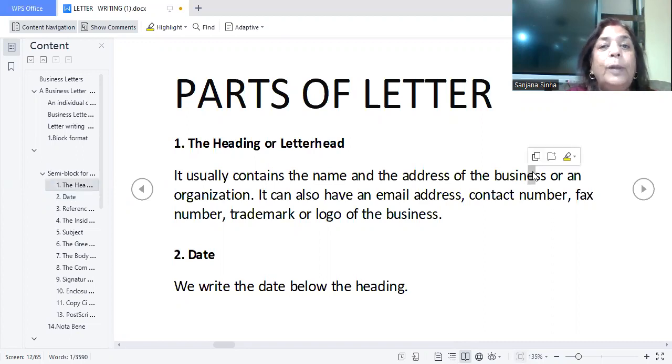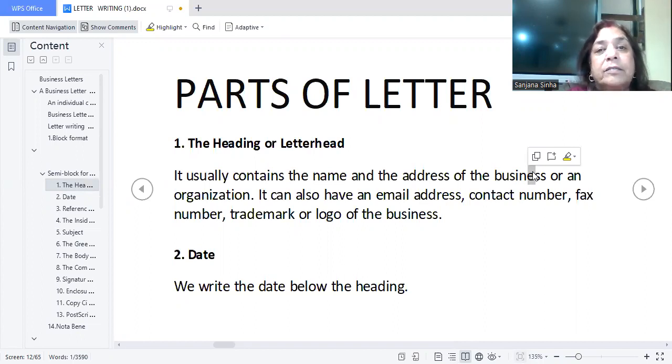So, in all, there are 14 parts of a business letter to start with. The first is the heading or the letterhead. Oh, yes, you heard it right. There are 14 parts of a business letter. The first is the heading or the letterhead.